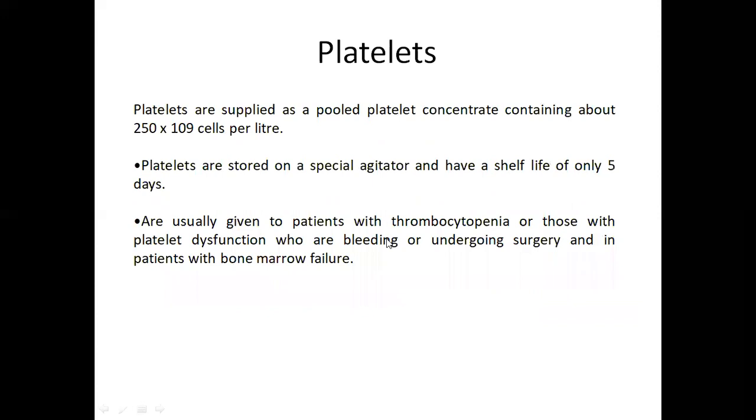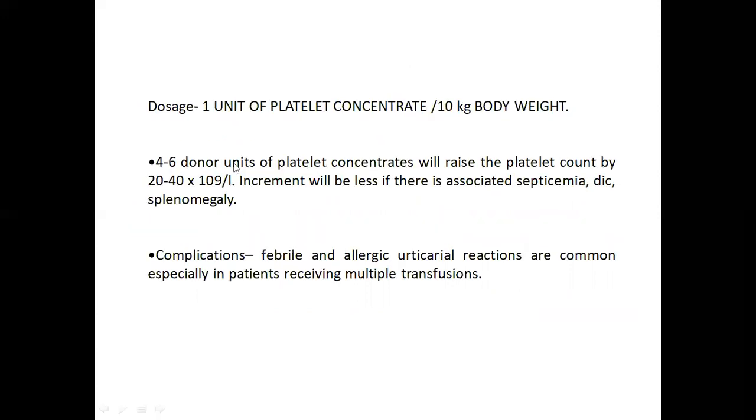Then is the platelets. They are supplied as a pooled platelet concentrate containing about 250 into 10^9 cells per liter. They are stored on a special agitator and have a shelf life of 5 days. They are usually given to the patients with thrombocytopenia or those with platelet dysfunctions. 1 unit of platelet concentrate per 10 kg body weight is the dosage. 4 to 6 donor units of platelet concentrates will raise the platelet count by 20 to 40 into 10^9 per liter. The complications are febrile and allergic urticarial reactions.